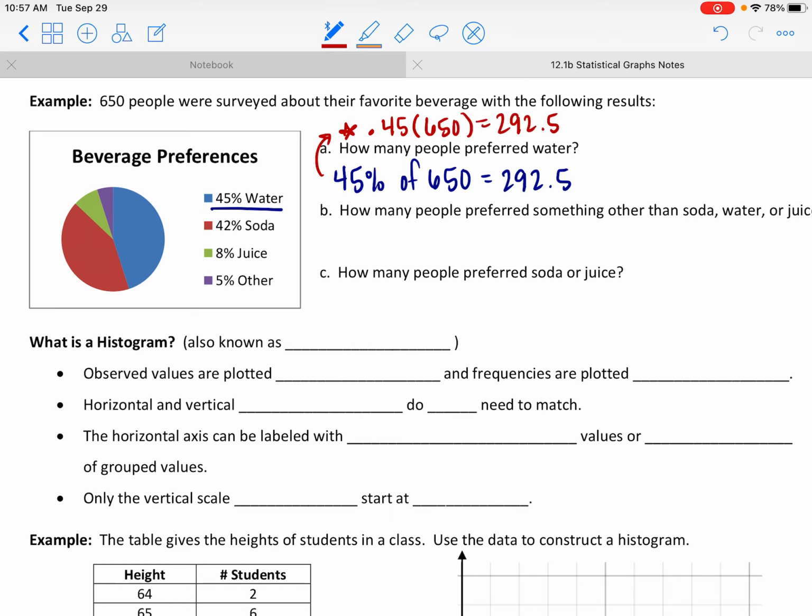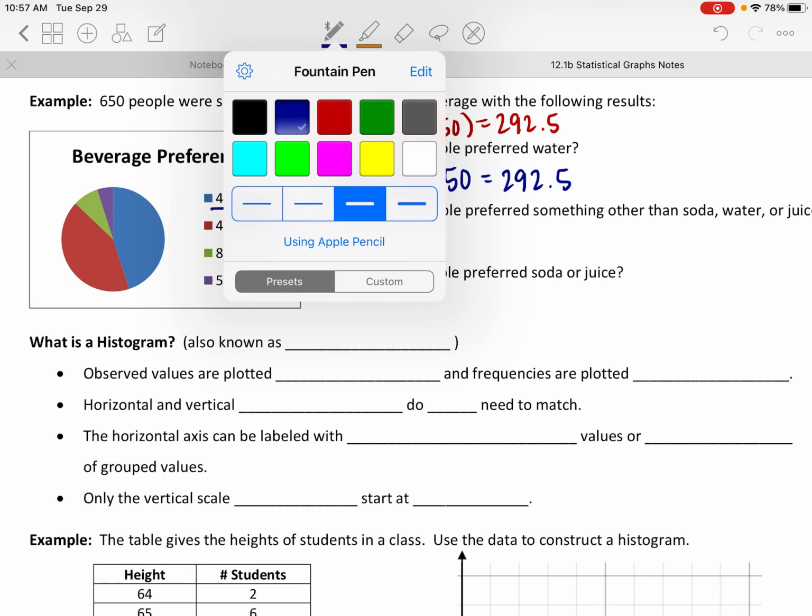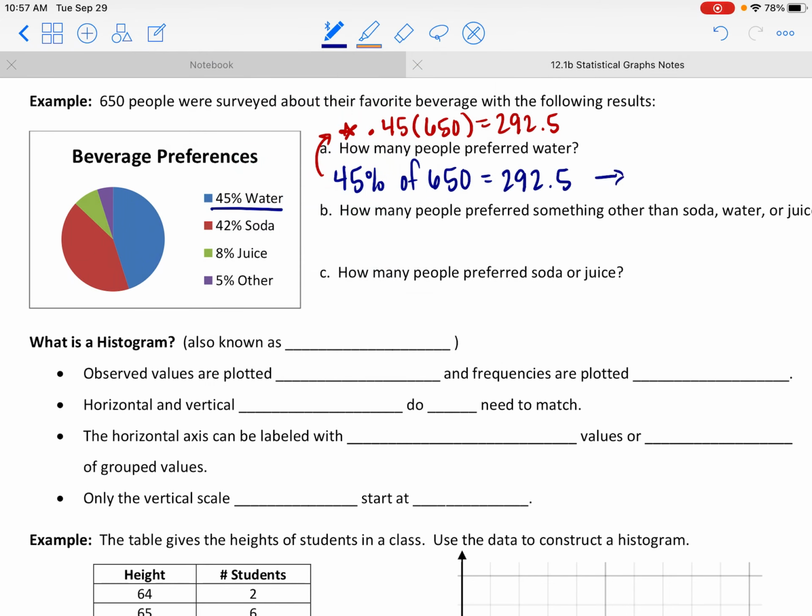Now, let's go back to the answer of 292.5. Obviously, 0.5 of a person doesn't make sense. Just because someone's short doesn't mean they don't count as a whole person, okay? That would be discriminatory. So we want to round this. Since it's at 0.5, it doesn't really matter if we round up or round down. So I'm just going to choose to round up. I'm going to say 293 people preferred water.